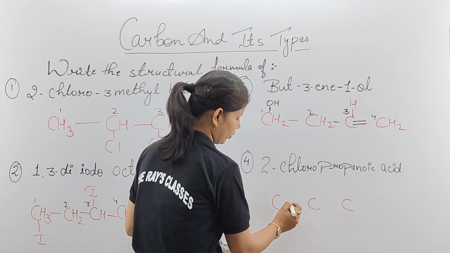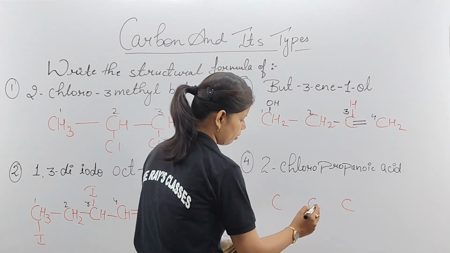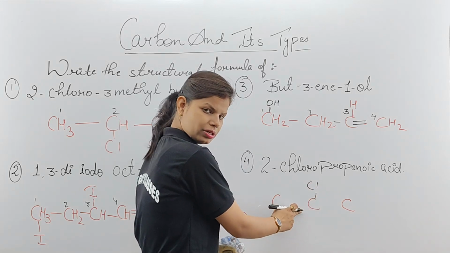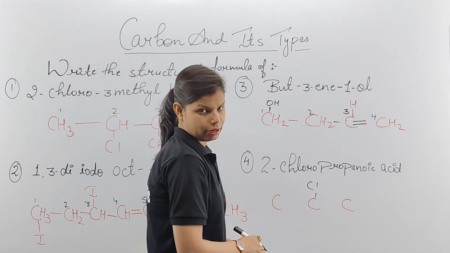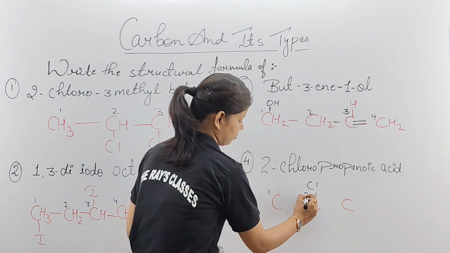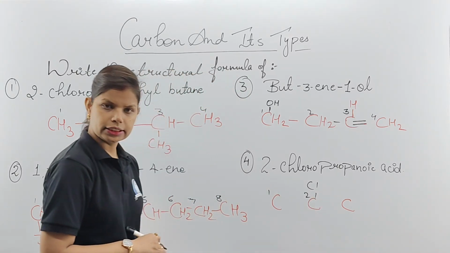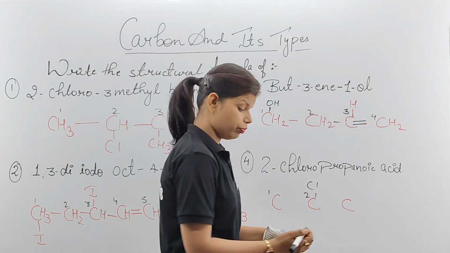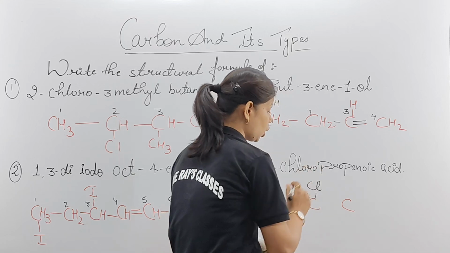So here we will go and write at second place you are having chloro. When you count second, from this side also it is second and from this side also it is second only. So we are going to start from this side. Clear? Now you see at second place we are having chlorine group. Which group we are having? We are having chlorine group.